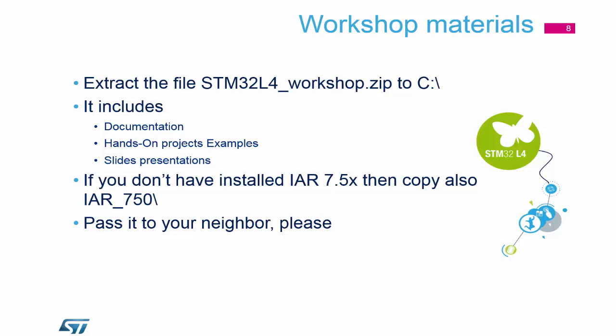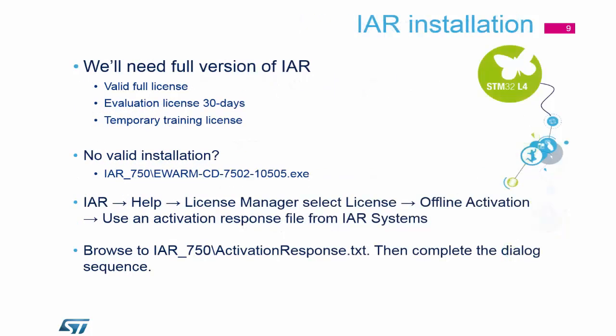So if you've all got your IAR installed, then the next slide is of no use to you. If you haven't installed IAR, then on the memory stick in a separate folder is the IAR installation. It takes about 5 to 10 minutes to install, so you need to start that now, please. Also on the memory stick, we have the temporary training license. To install this license, there is a particular section in the help license manager where you can do an offline activation. When you get to that point, I'll come round and show you how to do this.